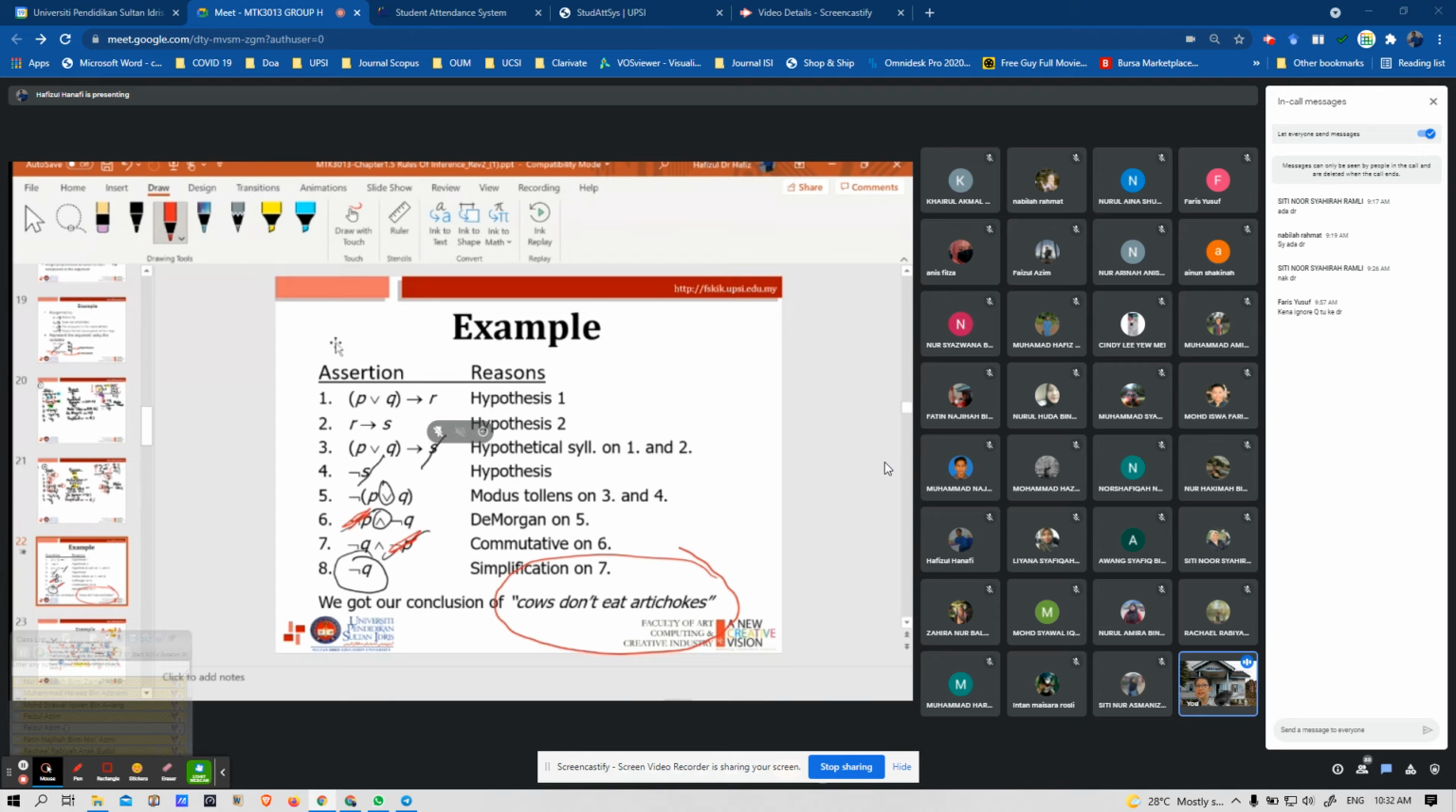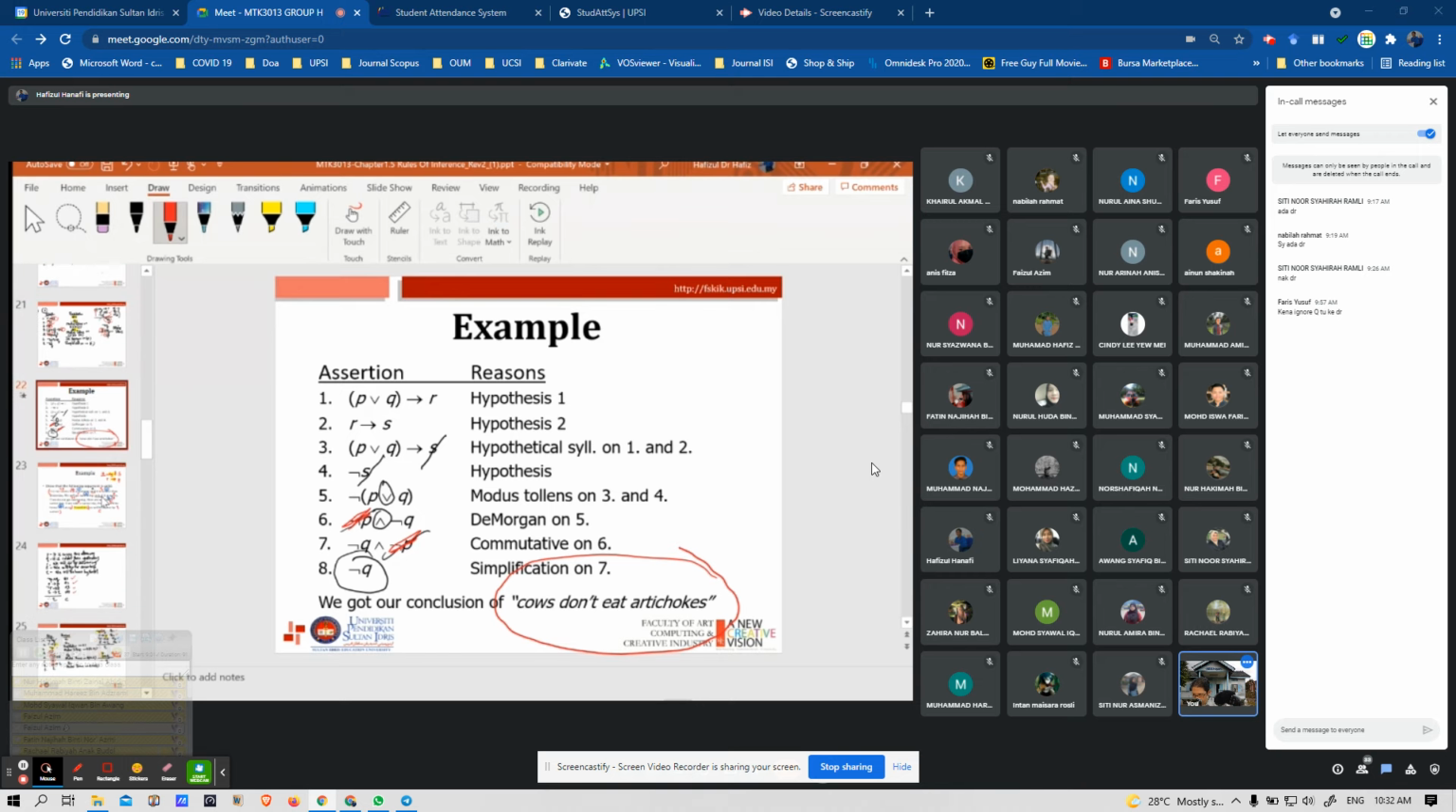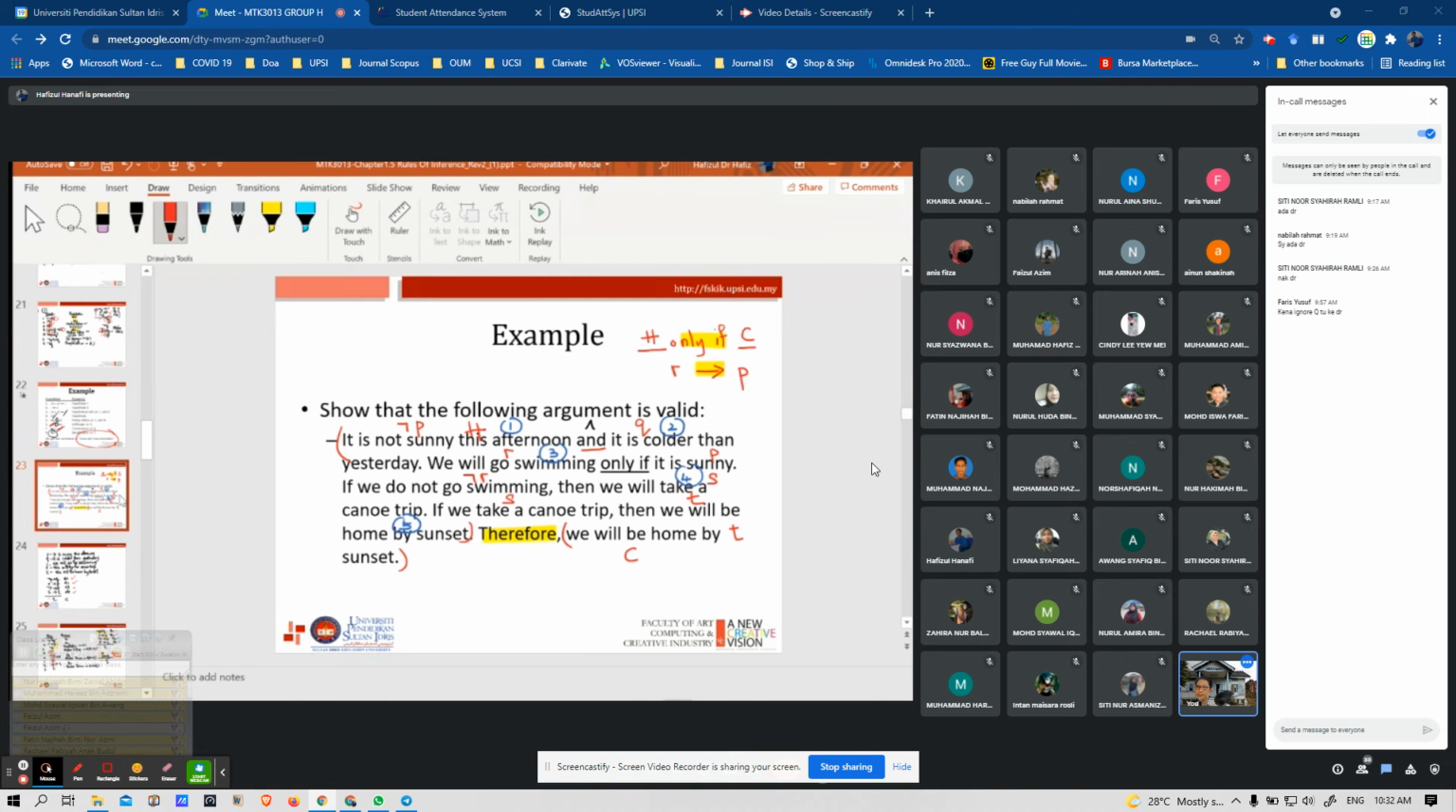This one is reverse premises or statements. Another example: if it is not sunny this afternoon and it is cooler than yesterday, these are the hypotheses. Okay, we will go swimming only if it is a sunny day, P. If we do not go swimming, then we take a canoe trip. If we take a canoe trip, then we will be home by sunset. Therefore, we will be home by sunset.